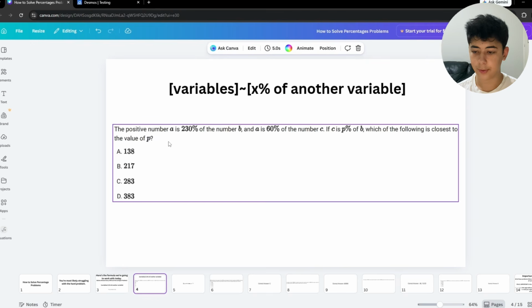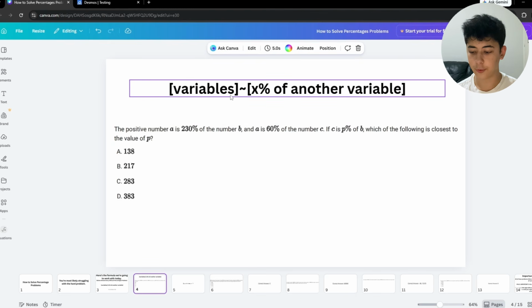So let's start with the first problem. The positive number a is 230% of the number b, and a is 60% of the number c. If c is p% of b, which of the following is the closest to the value of p? And here you have four choices.